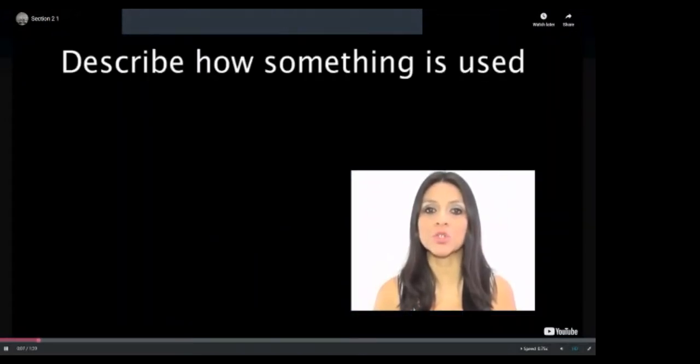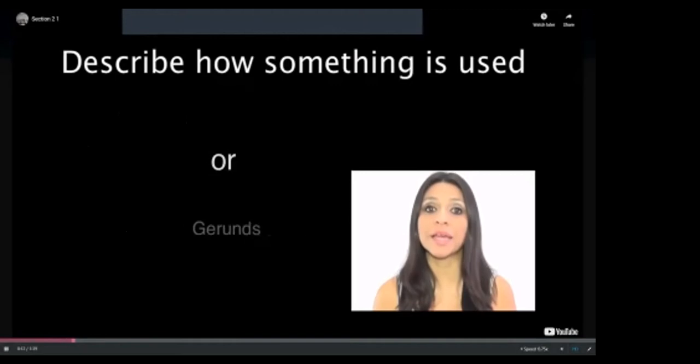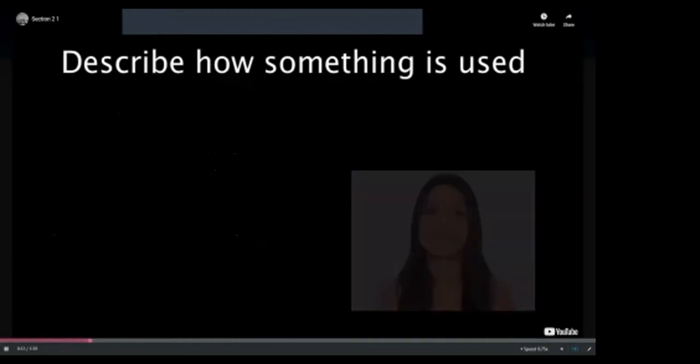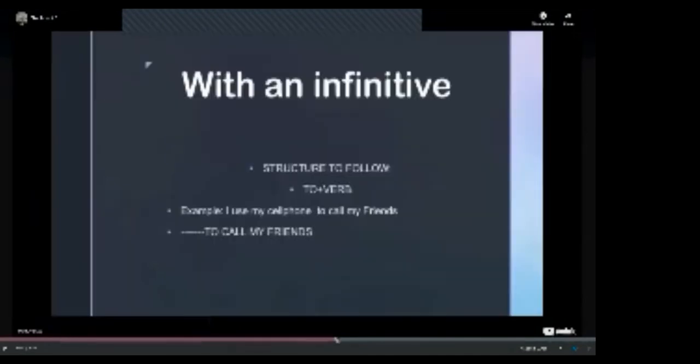Let's see. Now, we saw this part, how to say how something is used. Did we finish watching this video? Yeah, we saw it, right? So we had, I use my computer to send emails. Now computers are often used to pay bills, to send emails. With gerunds, after for, we have ing. Okay, good. And that was basically the whole lesson.